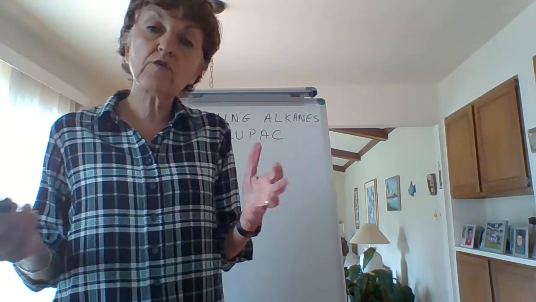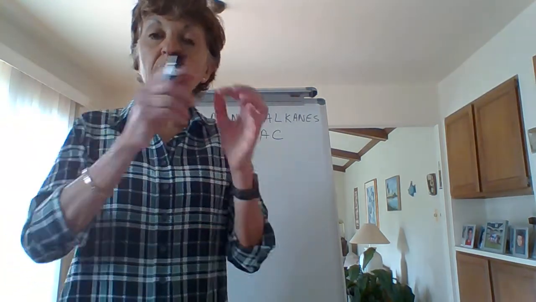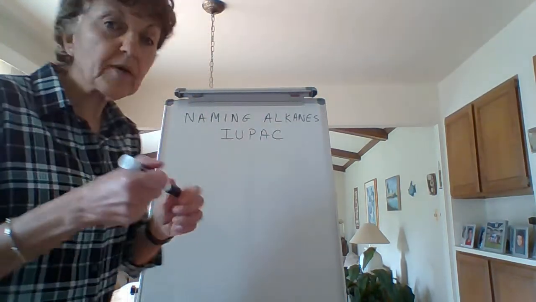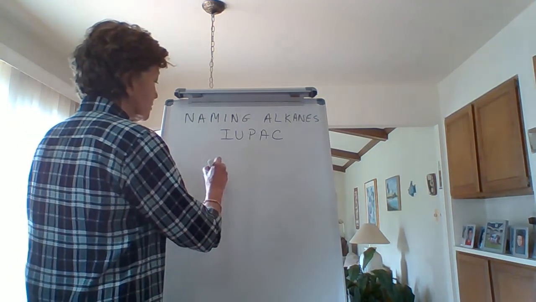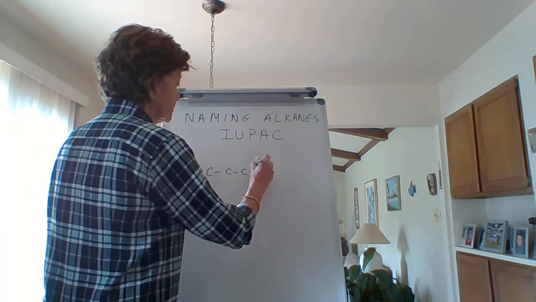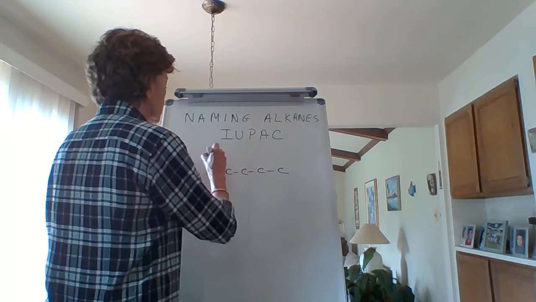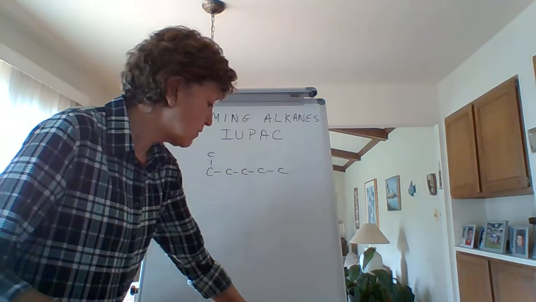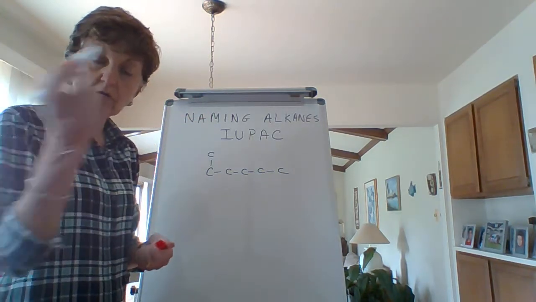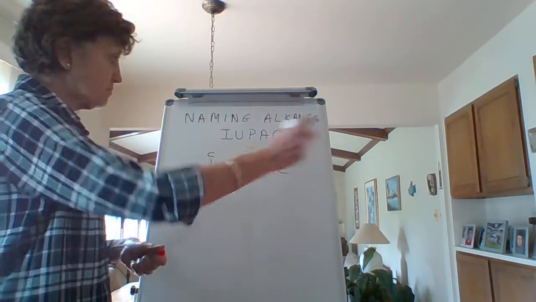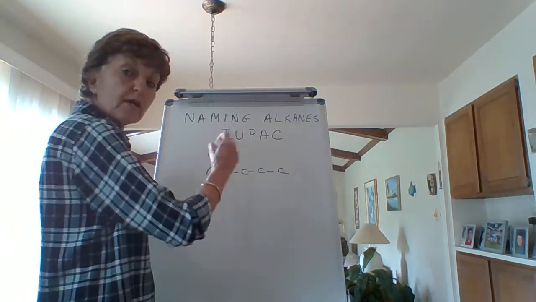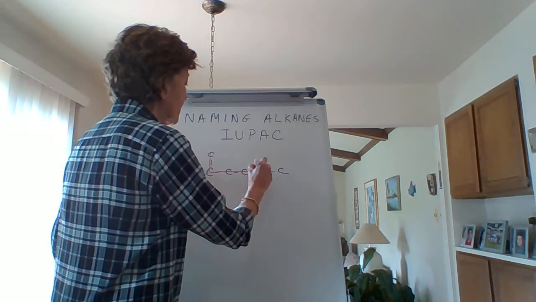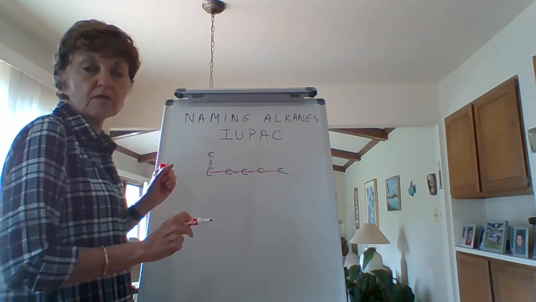The first thing you want to do is try to find the longest continuous parent chain. What do I mean by that? Well, if you have a molecule, let's just do this skeletal structure here. Remember how we said you put your marker on one end and you just go as many carbons as you can without stopping. All right, so I'm going to go through this and I count how many carbons there are.